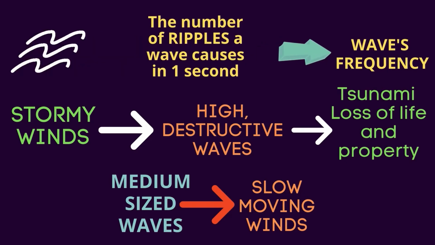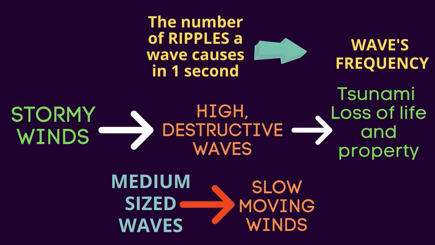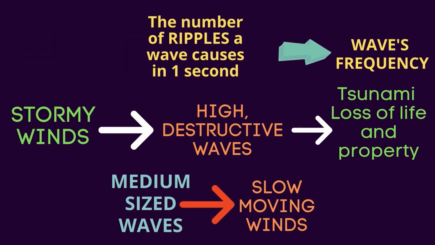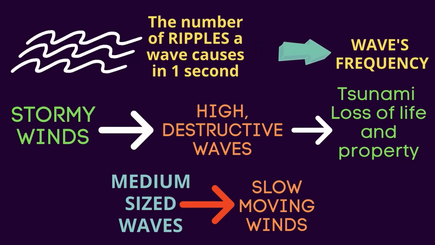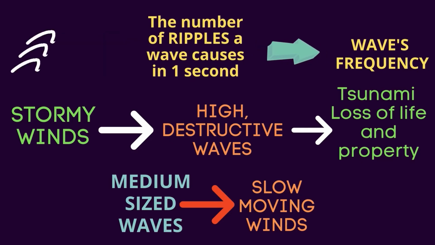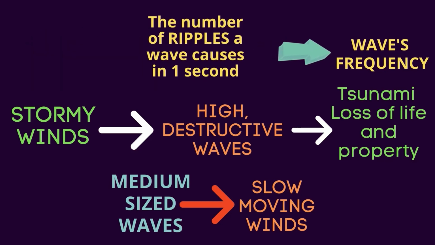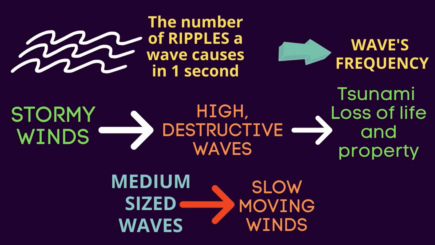Then, what can stormy winds do to ocean water? Stormy winds can cause high and destructive waves. And these high and destructive waves can cause loss of life and property. Tsunami is an example of high and destructive waves. What can slow-moving winds cause? Slow-moving winds lead to medium-sized waves.